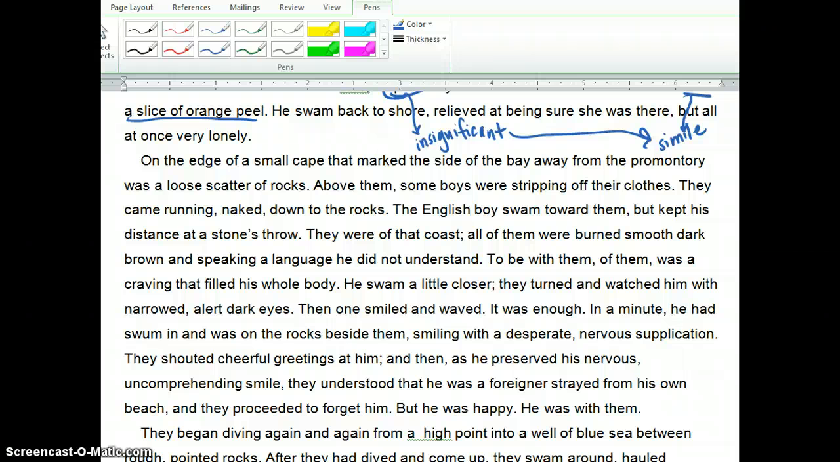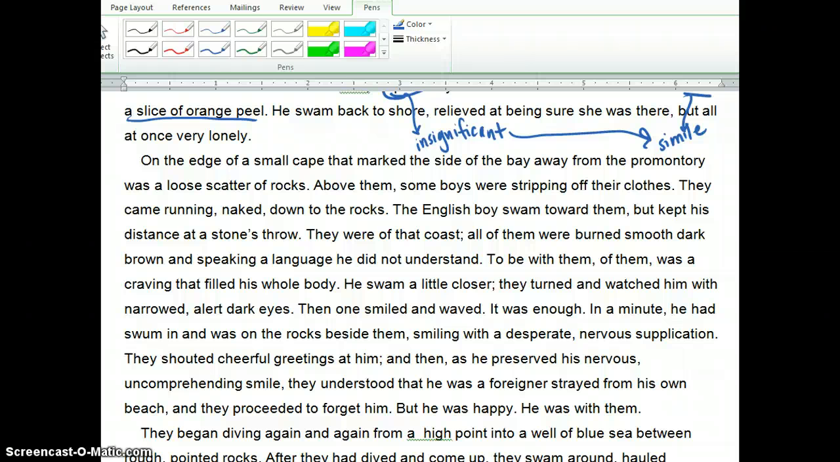On the edge of a small cape that marked the side of the bay, away from the promontory, was a loose scatter of rocks. Above them, some boys were stripping off their clothes. They came running, naked, down to the rocks. The English boy swam toward them, but kept his distance at a stone's throw. They were of that coast. All of them were burned, smooth dark brown, and speaking a language he did not understand. To be with them, of them, was a craving that filled his whole body.